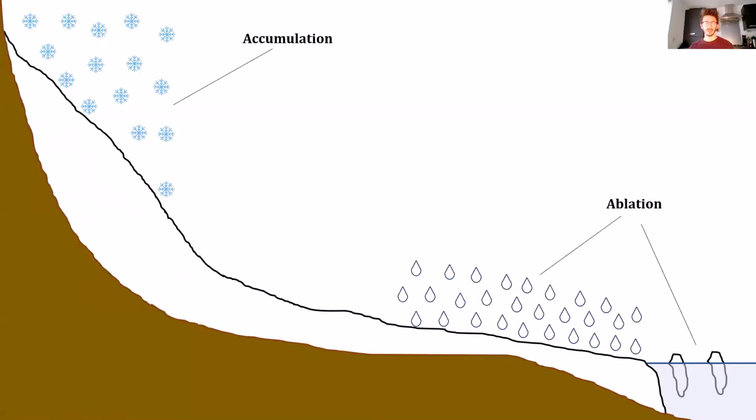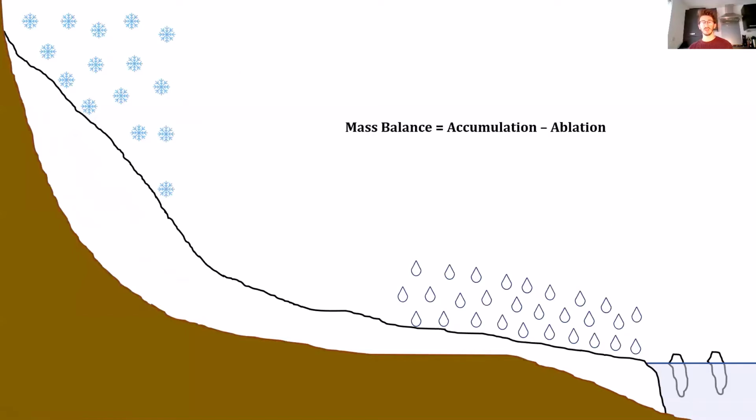The combined process of melting and calving is known as ablation, and the addition of snow is called accumulation. The difference between these two quantities is defined as the glacier mass balance. If the mass balance of a glacier is negative, it means more ice is being removed and the glacier is unstable, which is the case for most glaciers on the planet because of the warming climate.